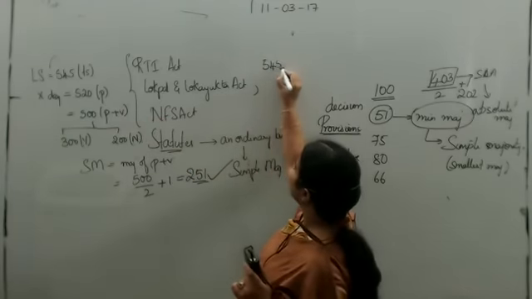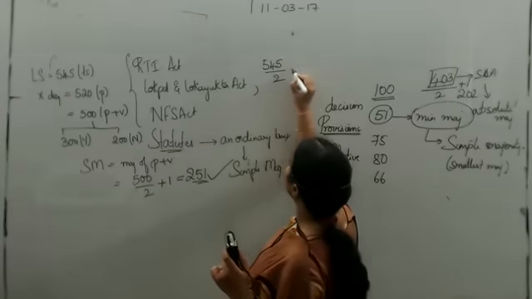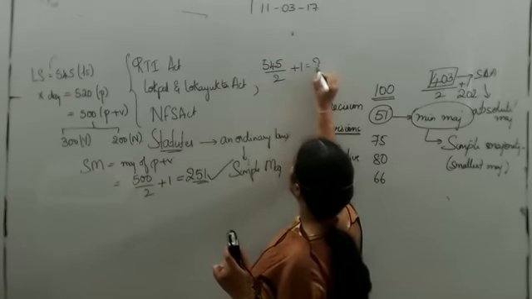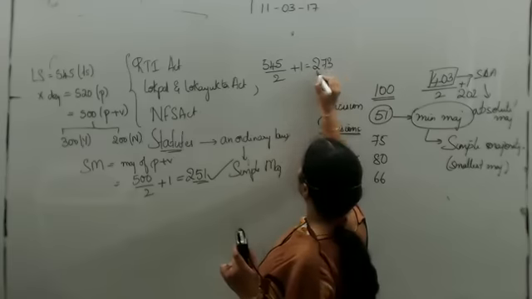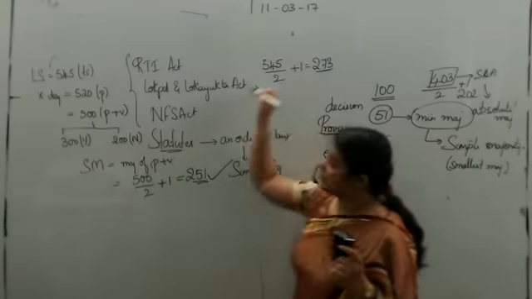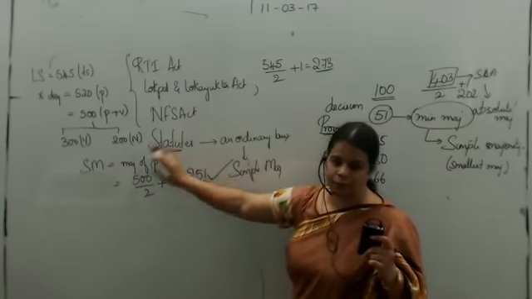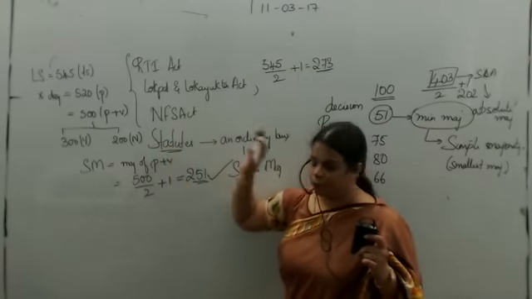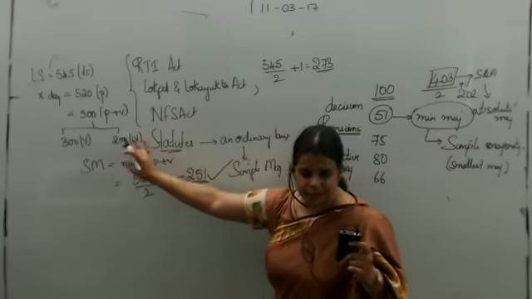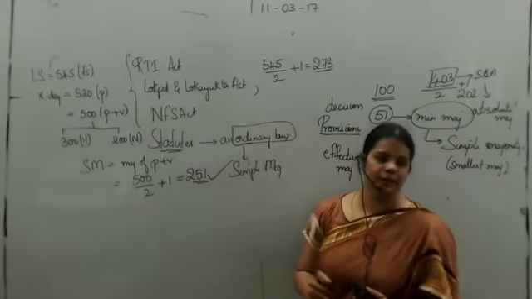How is this different from absolute majority? 545 is the total strength of Lok Sabha. If you want to form government, divided by 2 plus 1, which is 273. Tell me, is simple majority in this case less than 273? Yes, this is the lowest majority that we use in India. And whatever decision is made by this majority is called an ordinary law.